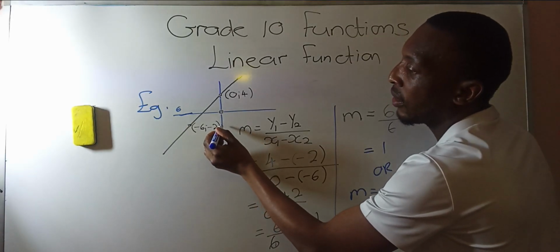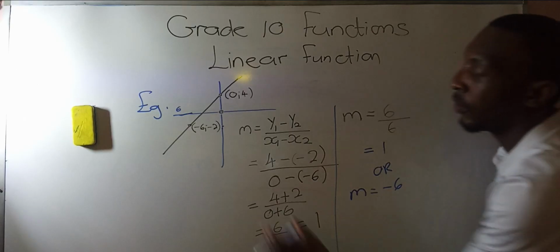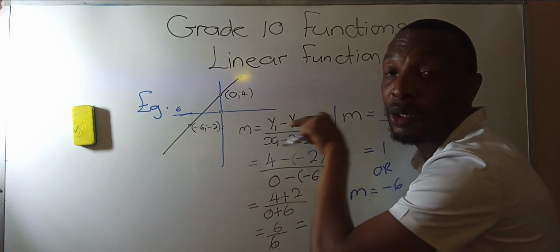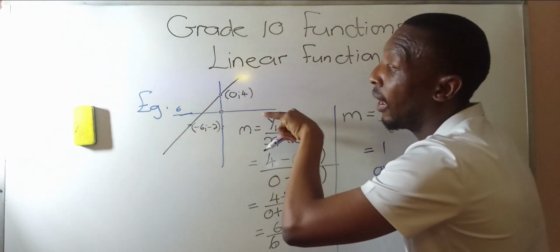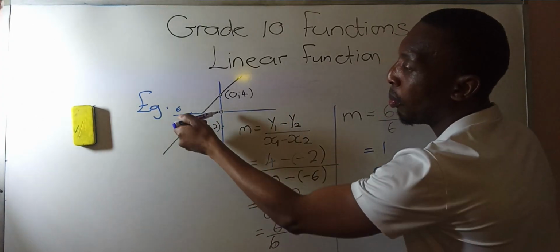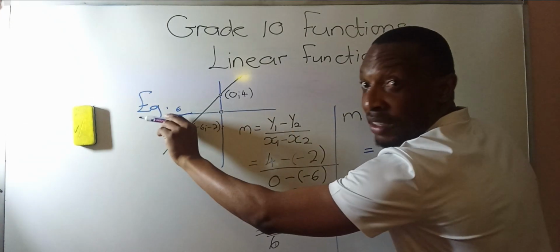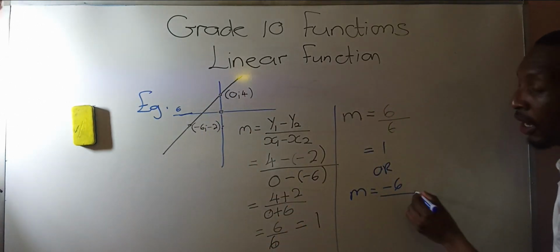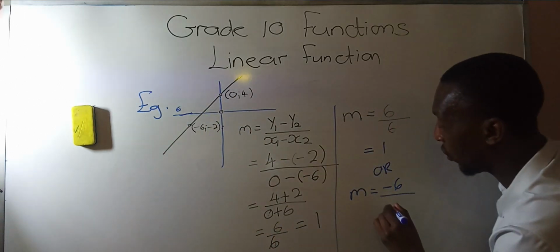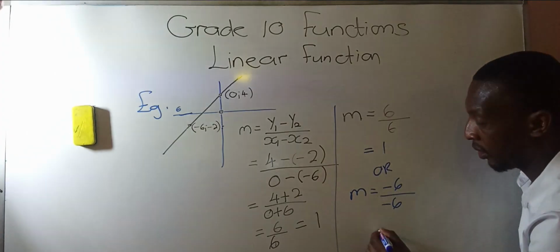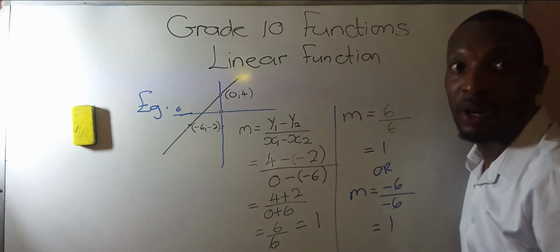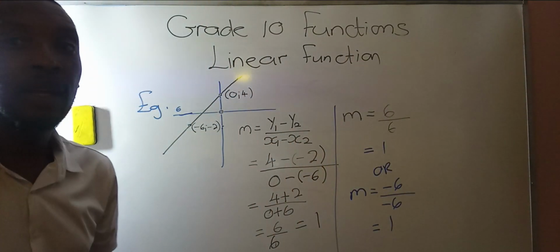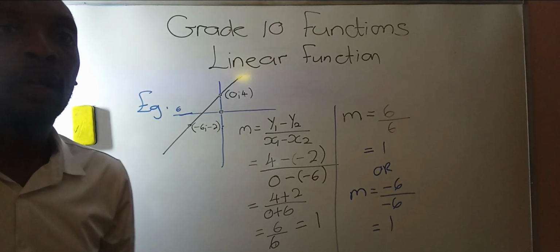And then how many units is it from here to that side? So it's going to be 6 to the left now. But because I'm going to the left, I'm going to take a negative. Why? Because this is the positive direction, this is the negative direction. So I go 6 to the left in the negative direction, so it's negative 6 over negative 6, which is again equal to positive 1. Okay, so those are the two ways that you can work out the gradient of a line. Right, moving right along.